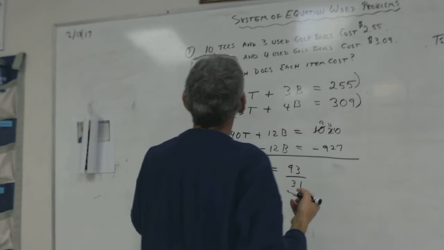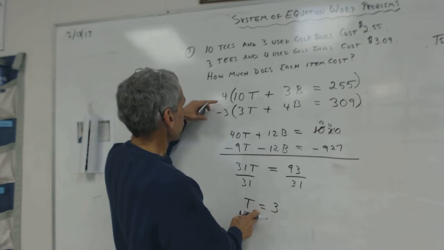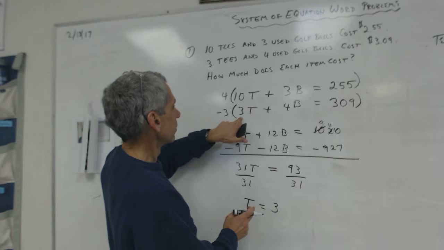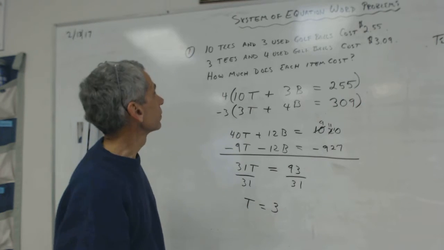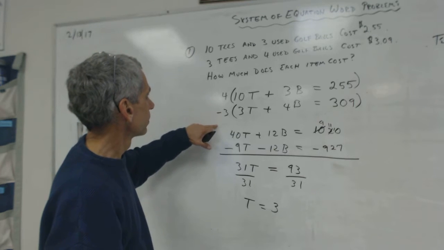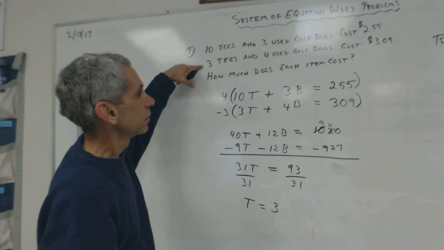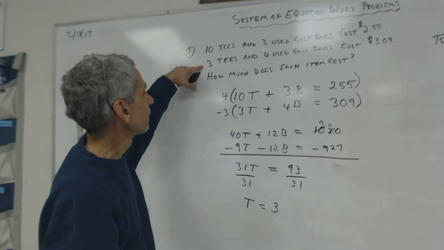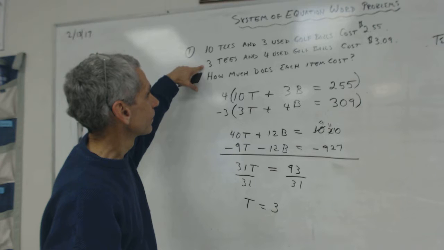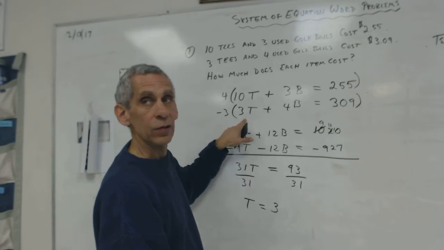All right, so I've got to now find my used golf balls, right? Gary, I just figured something out. You see the 9? On our next equation, it says 3 T's and 4 used golf balls cost $3.09. And it's 3 T's, so 3 times 3 cents is 9. So that means 300 is the amount that it's going to cost for 4 used golf balls. All right. So I'm going to use the second equation.